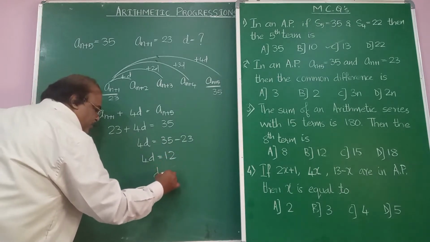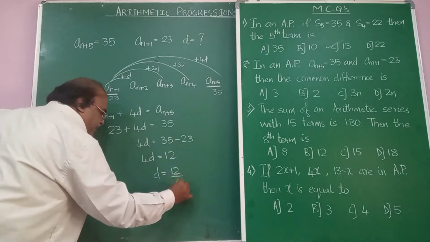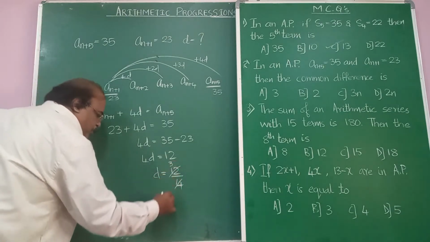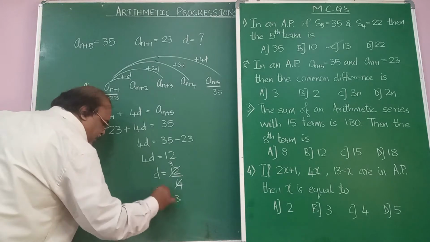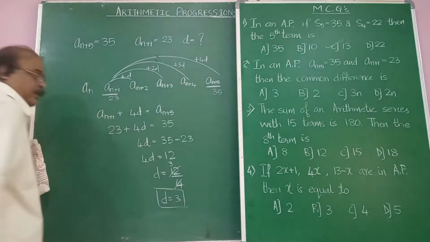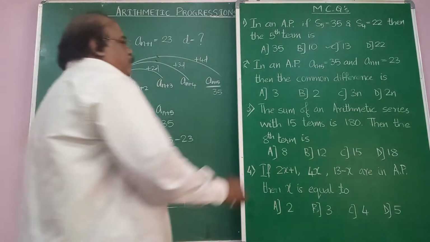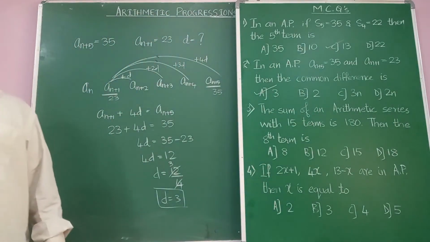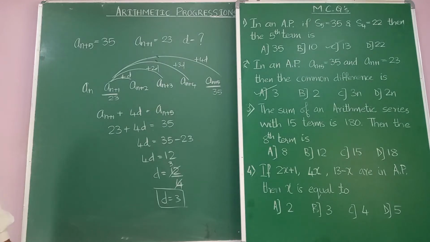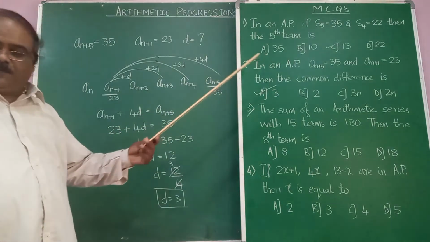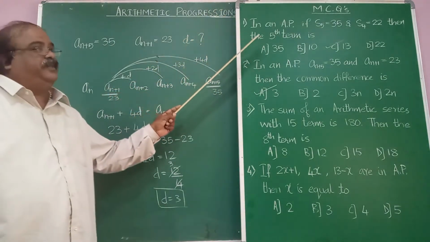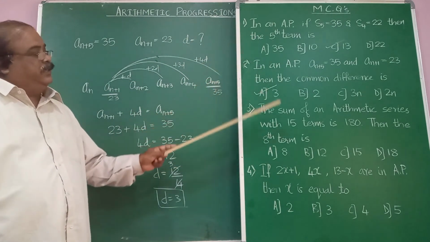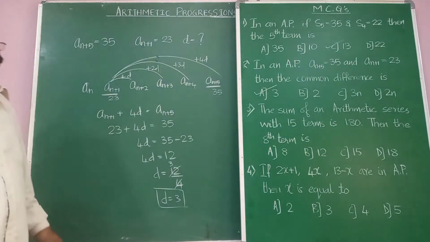So what is the value of d? 12 upon 4. So 4 1s are 4, 4 3s are 12. So d is equal to 3. What is my answer? I asked you for the common difference. I have got the common difference. The common difference is 3. All these questions that are put up on the board are all taken from the annual examination, SSLC board examination. Then we go to the third question.